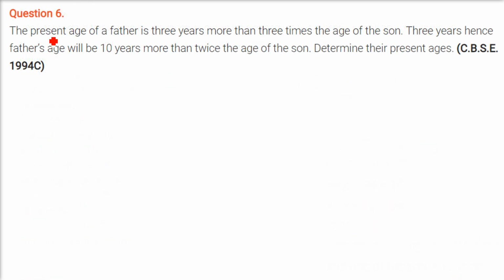Now, the present age of father is 3 years more than 3 times the age of son. So we assume that the age of father is x, age of son is y, the present age. The present age of father is 3 years more than 3 times the age of son. So 3 times the age of son is 3y, and he is 3 years more than 3 times. So this is our first equation. Father's age is 3 times, plus 3 more. First equation.